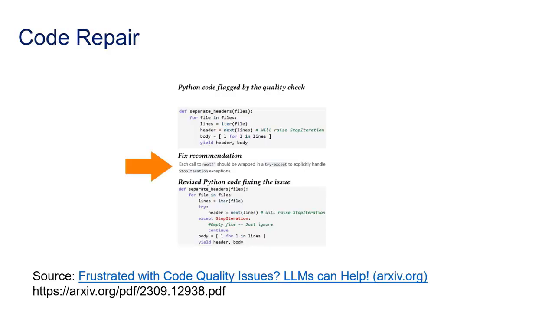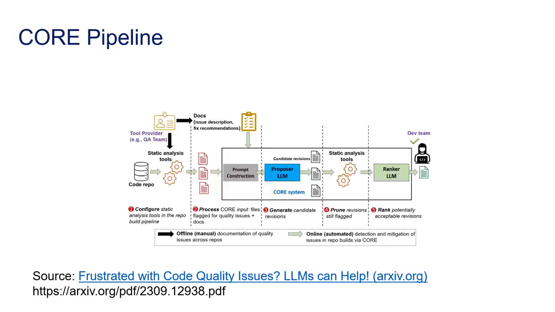In fact, the authors of this study have created a pipeline, which they call the CORE pipeline, which puts in place a system to fix quality-associated warnings. If you look at this diagram from left to right, first is to take the output of the static analysis tools. Then you look at the quality issues that were flagged as part of the static analysis. Then you generate a candidate set of recommendations that can repair these warnings. Then you prune the revisions that are still flagged, and then you potentially accept the versions that may address the quality warnings.